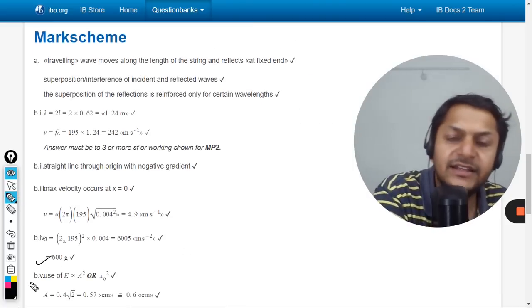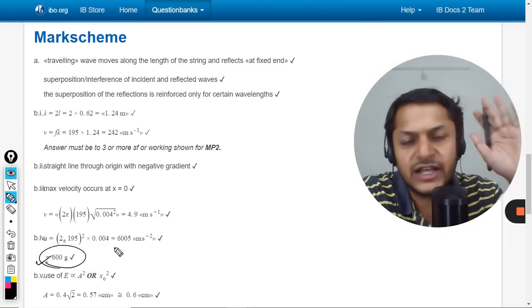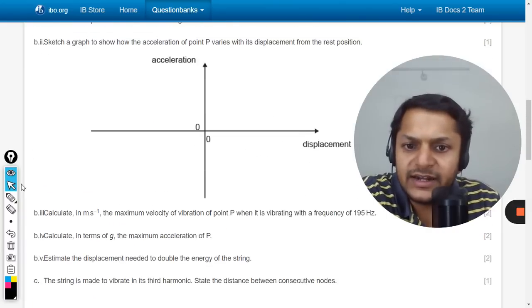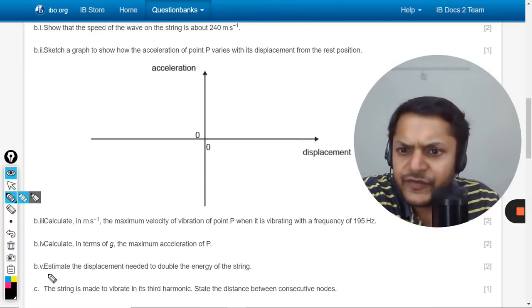You can see it is 600 into g. So the answer is correct. So this is the step how we do it. Okay, let us go for the fifth question now.